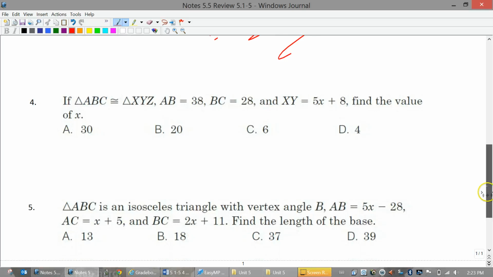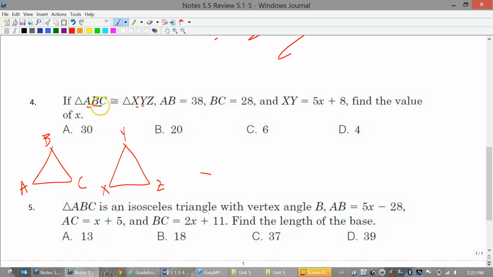All right, next guy. If you did it the way I did it, you would draw a picture and label the two triangles. Label them in such a way that the parts match. So like A is bottom left, X is bottom left. B is top, Y is top. C is bottom right, Z is bottom right. Okay?